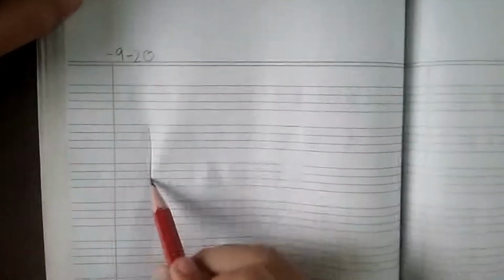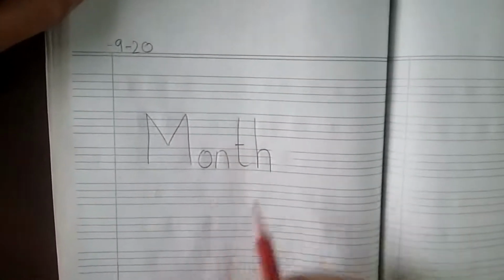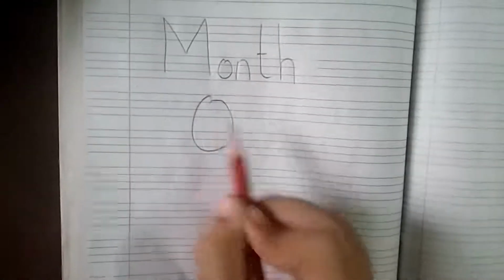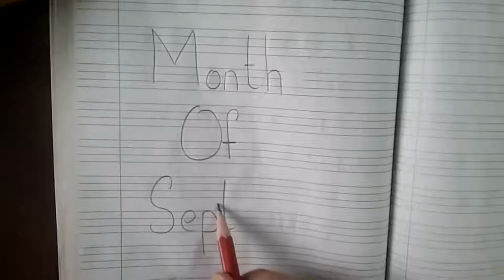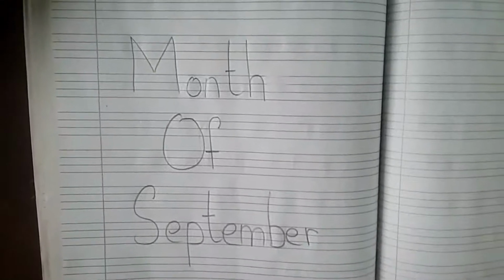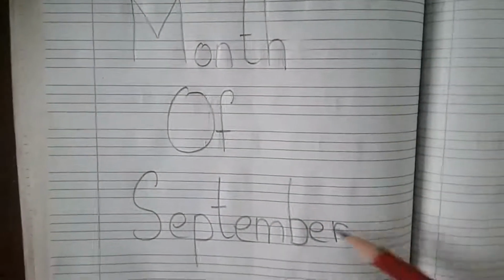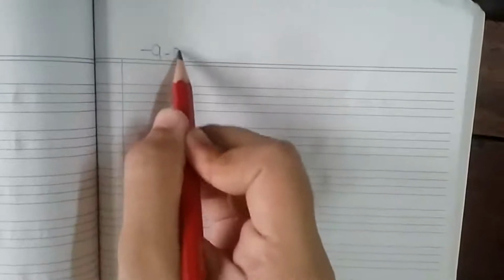Month of September. Make this title page colorful and creative. You can draw anything on it and color it. Okay, so this is our month of September. Now come to a new page. First of all, before starting your work, write down the date.